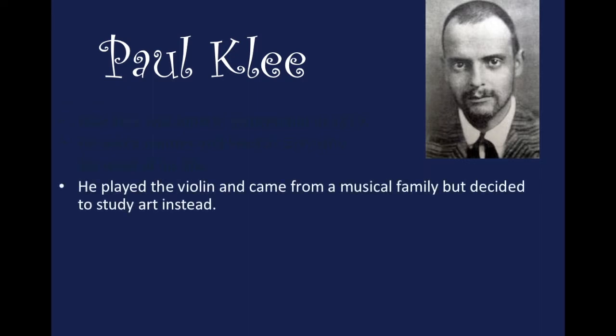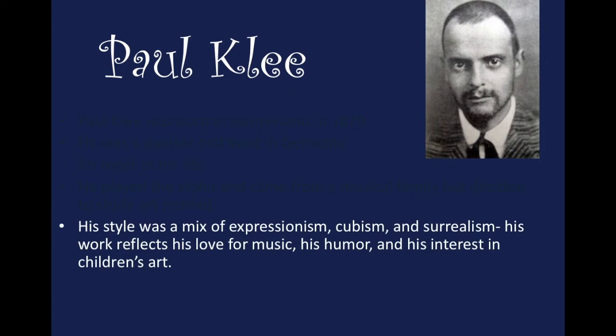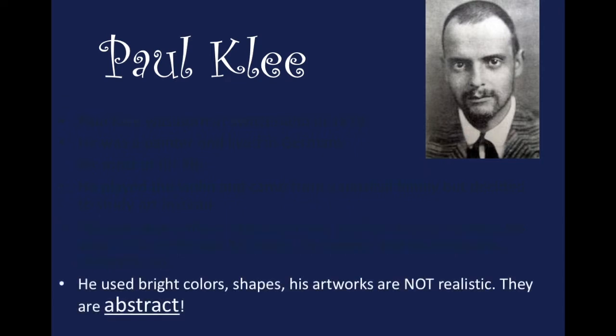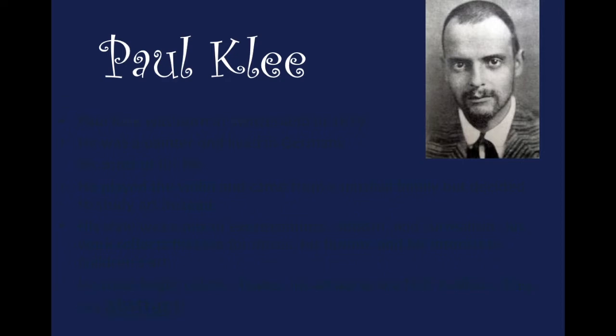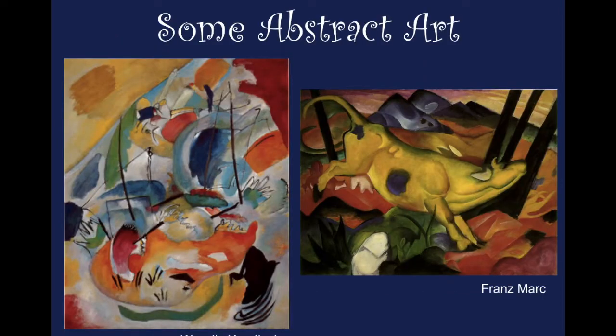He came from a musical family and that's what he was originally going to study, but then decided to study art instead. His style is a mix of expressionism, cubism, surrealism, reflects his love for music, his humor, and his interest in children's art. His art was also abstract. So pretty simple, used lots of shapes, bright colors, and they're not realistic. So abstract means just that. Lots of color, lots of shapes, and it doesn't look like real life.